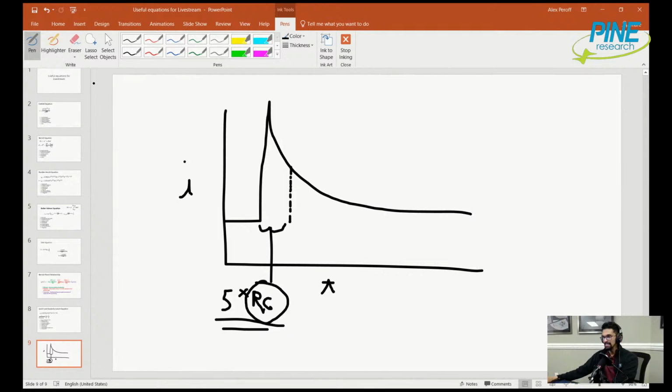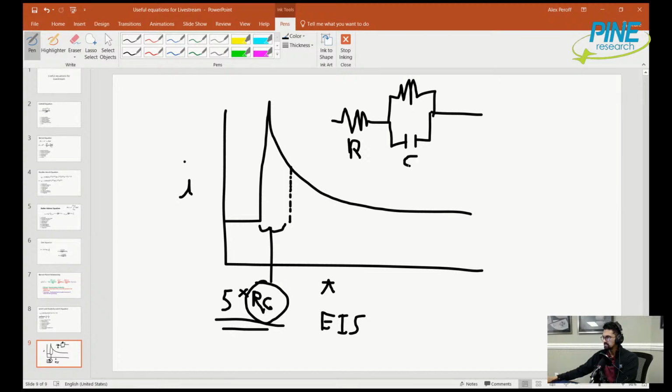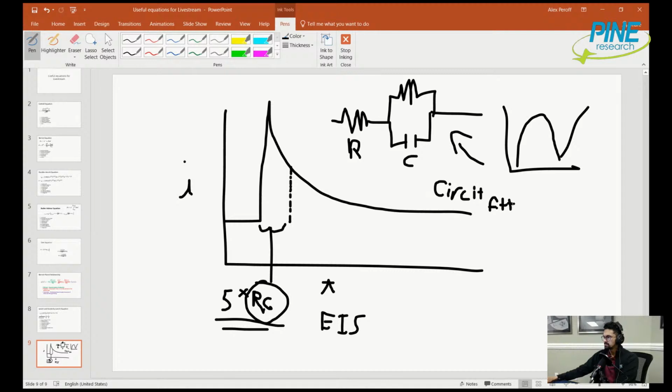Typically, the easiest and most straightforward way to determine R and C is impedance spectroscopy. If you do EIS, that's probably the easiest way to get both of these. I model this as having some solution resistance, then double layer capacitance, and then charge transfer resistance. This is my R in this case, and this is my C. If I do EIS, I can use circuit fitting to determine my R and my C. And that's actually the easiest thing to do.